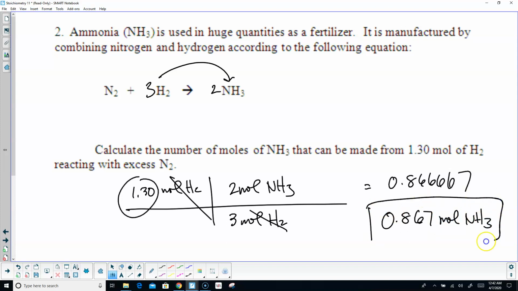Okay, I'm going to give you an opportunity to practice these. I'm going to link a worksheet with a few mole-to-mole Stoic conversions. Just do them, practice them, and I'll give you the answers later.